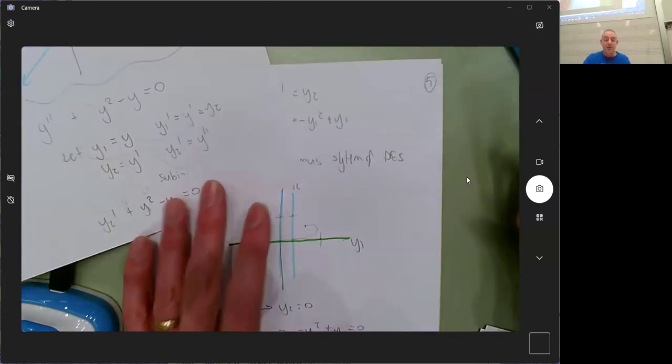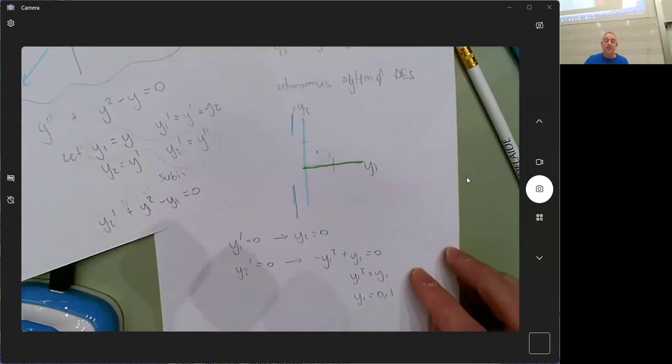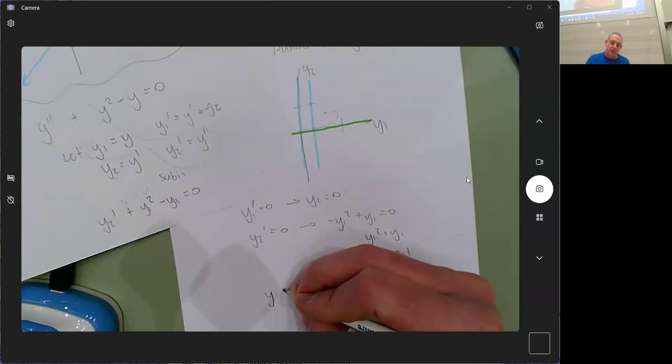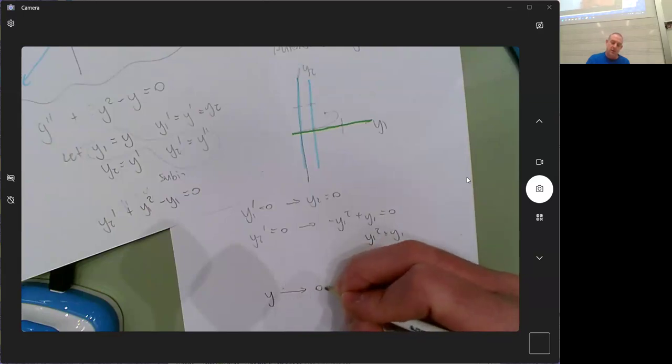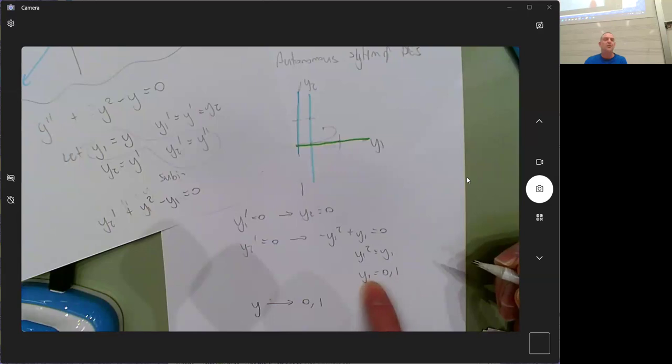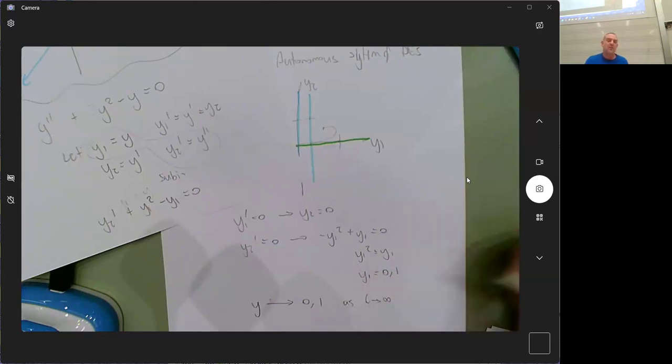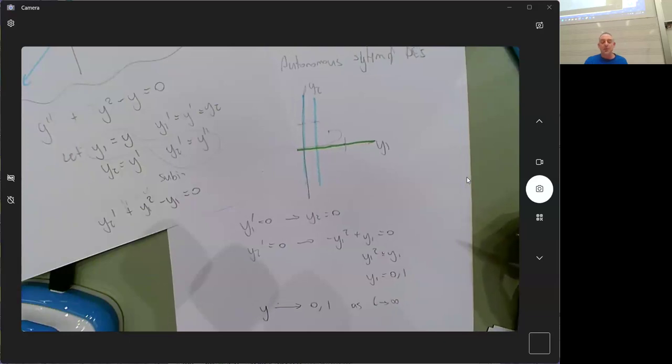Again, I can do it, but what this means is that y will head towards 0 and 1, because this is y as t goes to infinity. That's what I would expect. I mean, there may be equilibrium points in the wrong direction. They may point outwards, but I would have to figure that out. Okay.